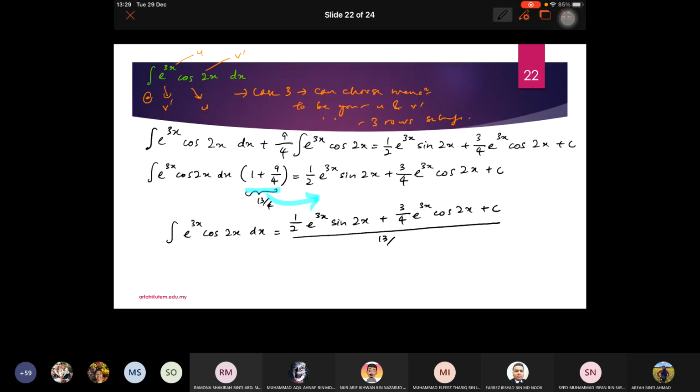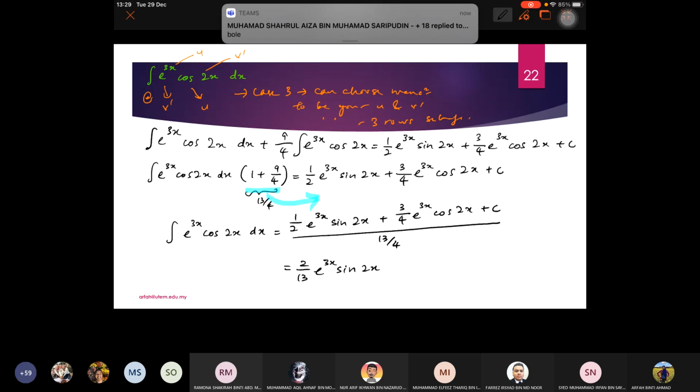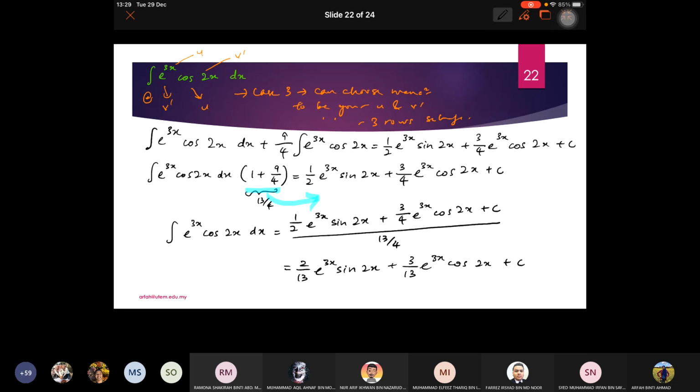So can you simplify this one? Boleh simplify lagi tak? Boleh. Okay. So you akan dapat 2/13 exponential 3x sin 2x tambah 3/13 exponential 3x cos 2x plus c. Okay. So itu adalah jawapan akhir.